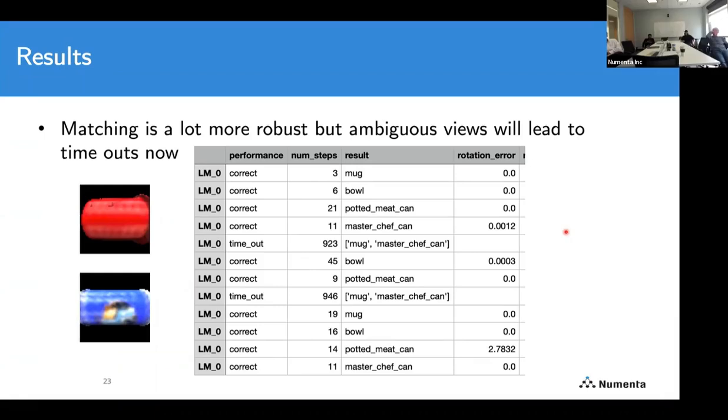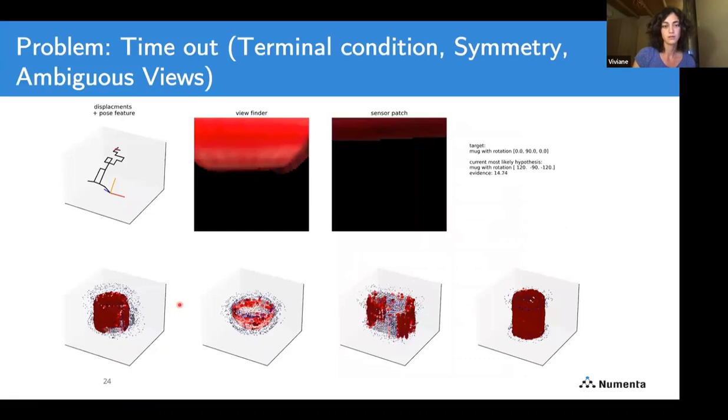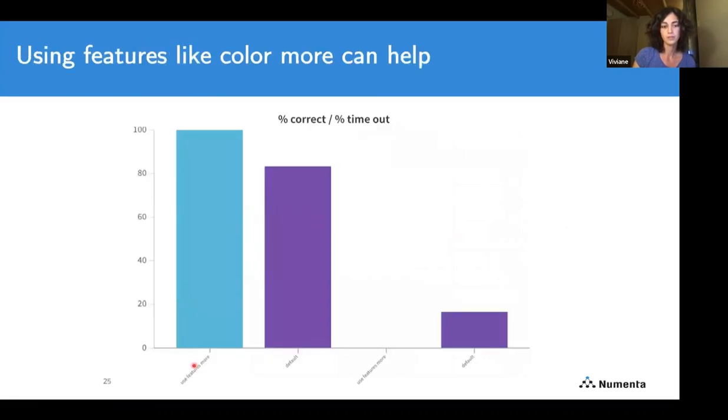No. Okay, so these experiments were using just the morphology. You see, the mug obviously has a very different color than the can. So if we actually use the features more, we can recognize those as well and do not get the timeout conditions, like the 2 timeout episodes that I just showed. So that's a case where features like color can help.